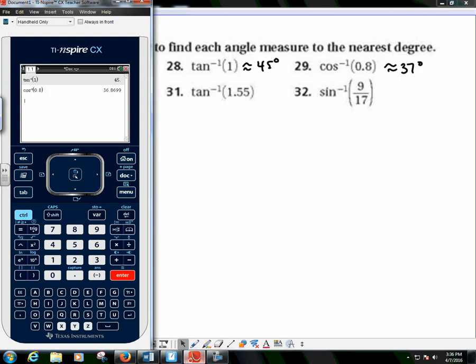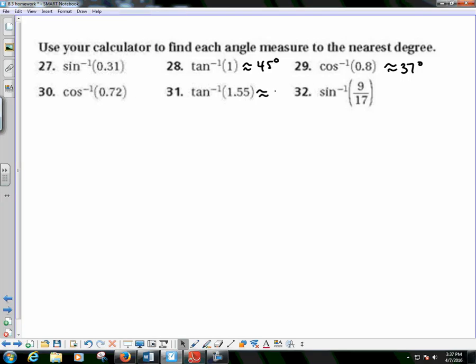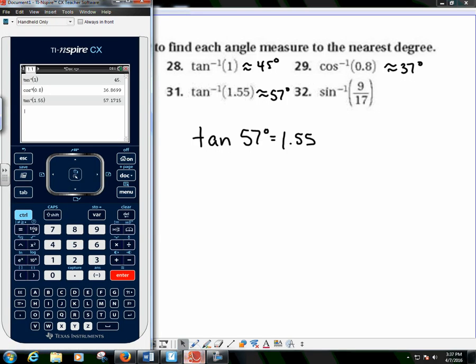Tangent inverse of 1.55. So trig functions, toggle over to tangent inverse, 1.55, enter. That tells me that, so what does that tell me? That says that if I type in tangent of 57 degrees, the answer will be 1.55. Let's see if that's true.